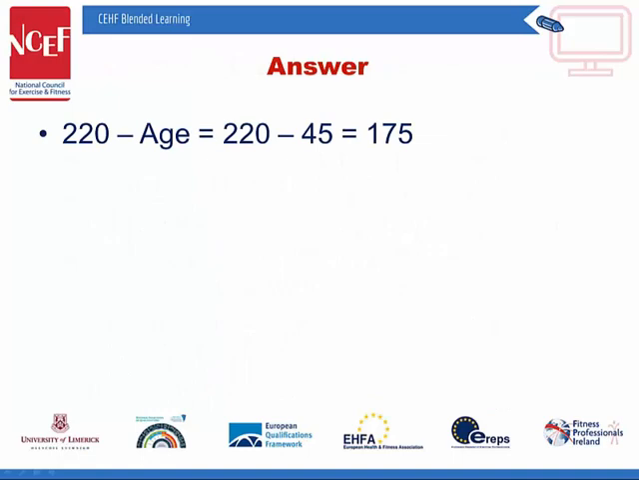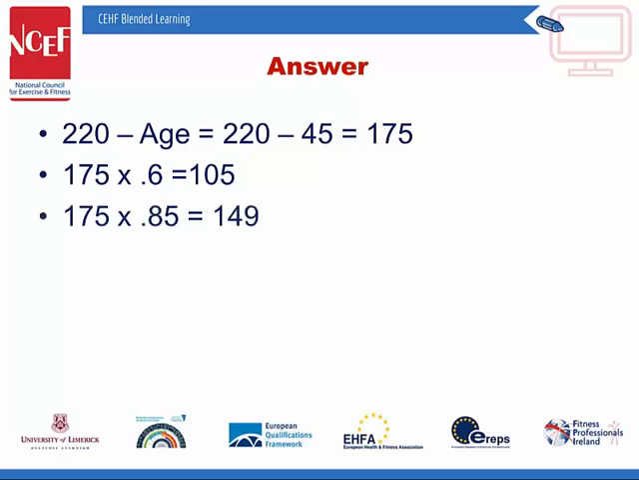Okay, so we're going to look at that little task that we got you to do. 220 minus the age equals 220 minus 45, which was John's age, and we get 175. So 175 is John's maximum heart rate. To find out 60% of that, we could multiply 175 by 0.6, we get 105, and to get 85%, multiply by 0.85, we get 149.